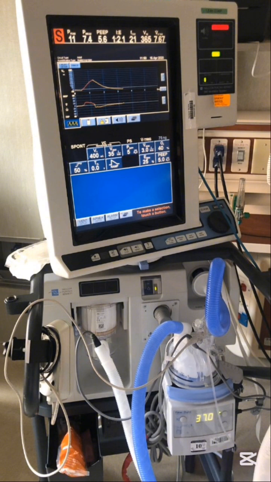Then comes the patient sensitivity. It varies from patient to patient. The patient sensitivity is the level of patient effort needed to trigger a breath in assist control or pressure support mode.